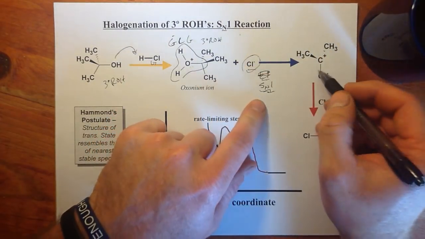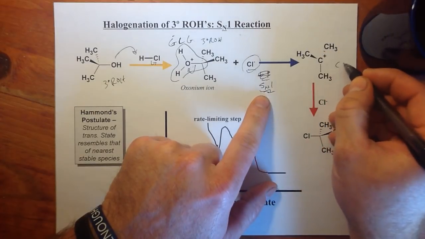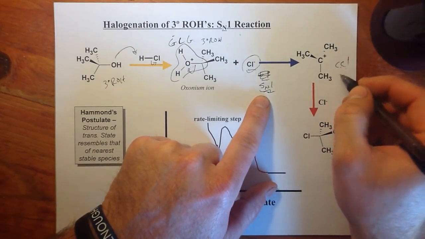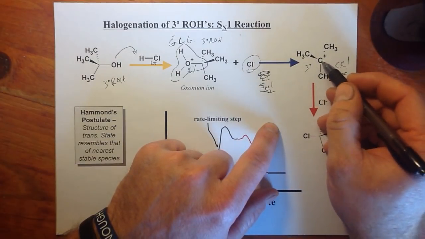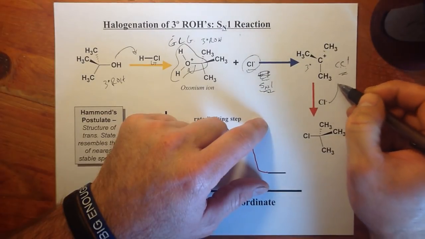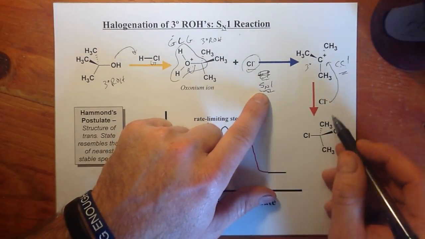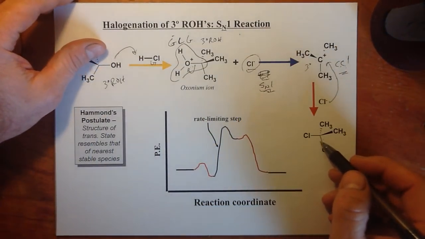So this comes off. Since it's SN1, the carbocation has to be formed. And there's no rearrangement. It's a tertiary carbocation, so there's no chance for rearrangement. We just have the chlorine then come in, as part of the SN1 reaction. Either this side or this side, it doesn't matter. There's no chirality center, and we're done.